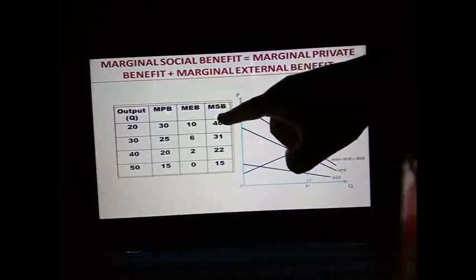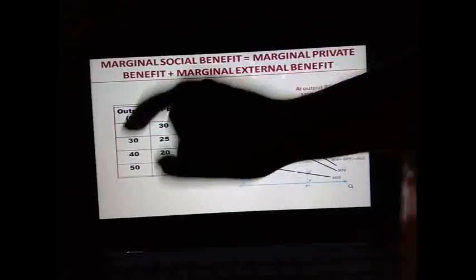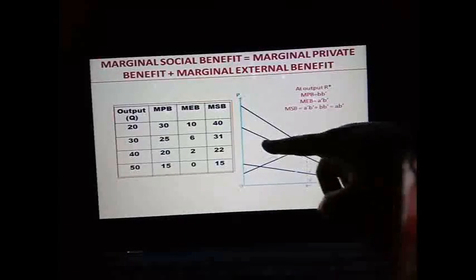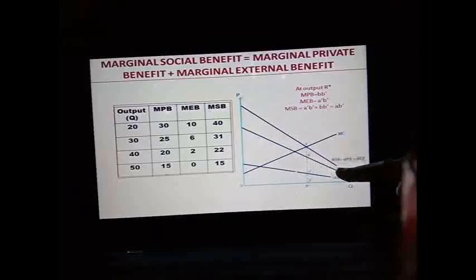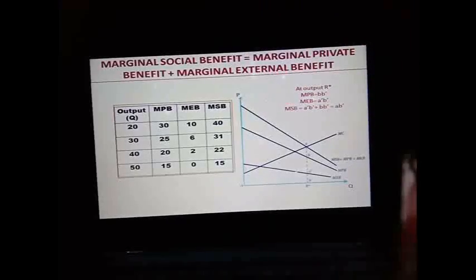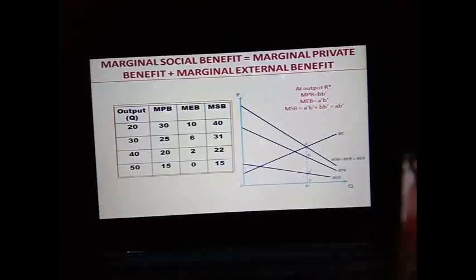So that marginal social benefit is also getting reduced when our quantity of output increases. Here that curve shows our marginal private benefit, and that is due to the law of diminishing marginal utility. That curve is diminishing. That means for additional quantity of consumption or production, the extra utility derived from that quantity is getting reduced.